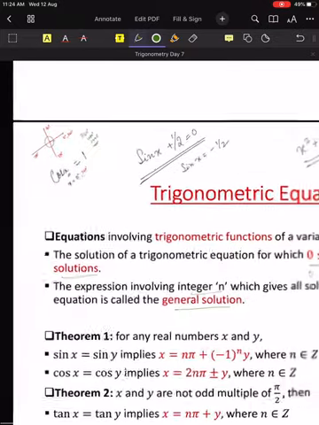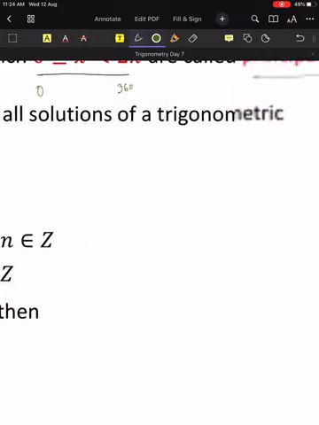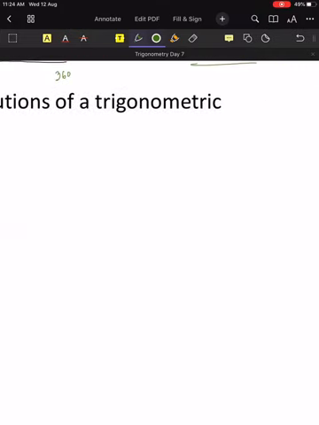Clear? So for this there are certain theorems. The first theorem: for any real numbers x and y, sin x is equal to sin y. Now if I have sin x equal to sin y, then what does it imply? So let's prove this one. Sin x is equal to sin y.